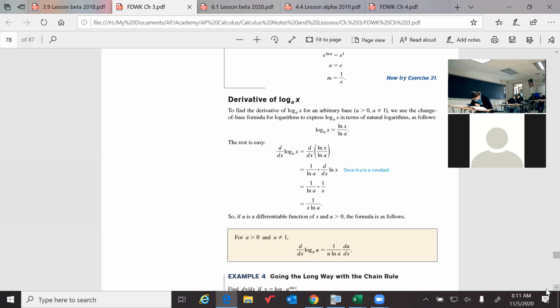ln a is a constant, so we bring that out. The derivative of ln x, which you just did, and you get this. And the general case of u is down here. There is a summary at the end of the PDF comparing the alpha and beta lessons. But right now, we're just trying to get our mind around the big picture, which really goes with what's on the board.